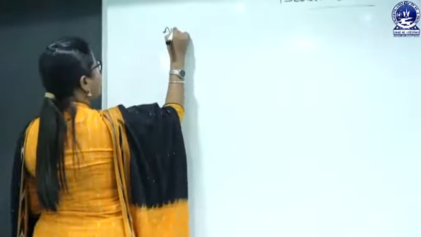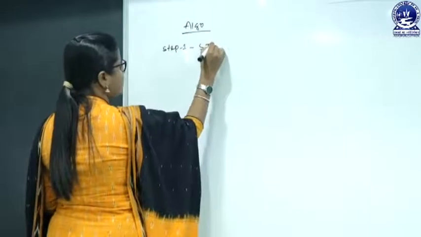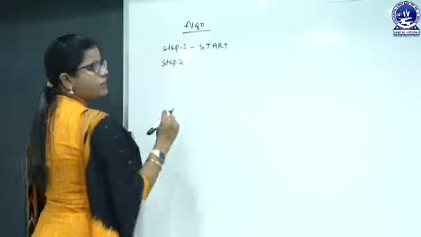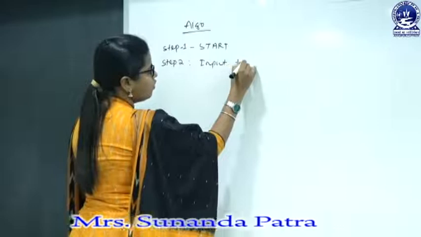So let's write an algorithm and also a pseudocode for a program. Suppose the question is to print the multiplication table of any given number. So let's write the algorithm and the pseudocode and let's see what is the difference between the algorithm and the pseudocode. So first we have to write the algorithm. Step 1 should be start. Step 2 is to take an input. So we can write here input for n.